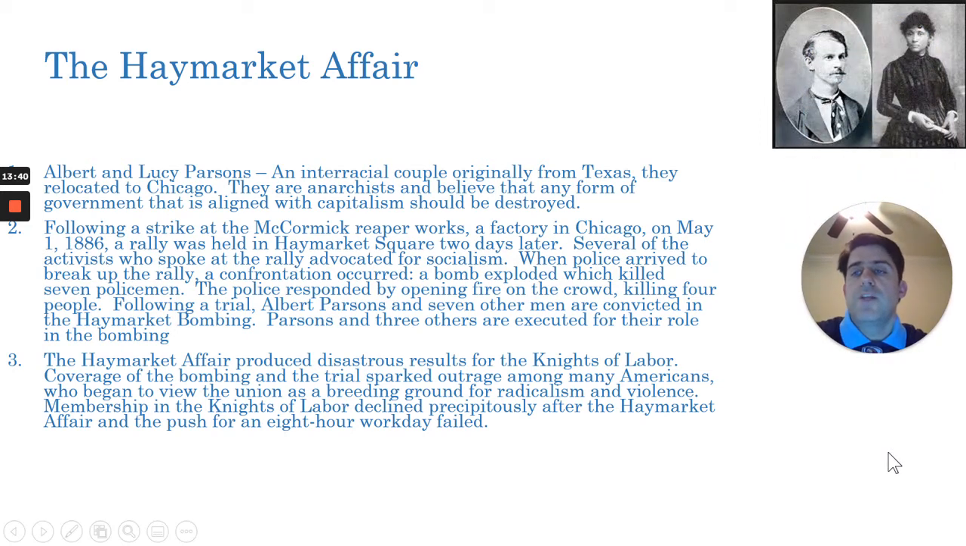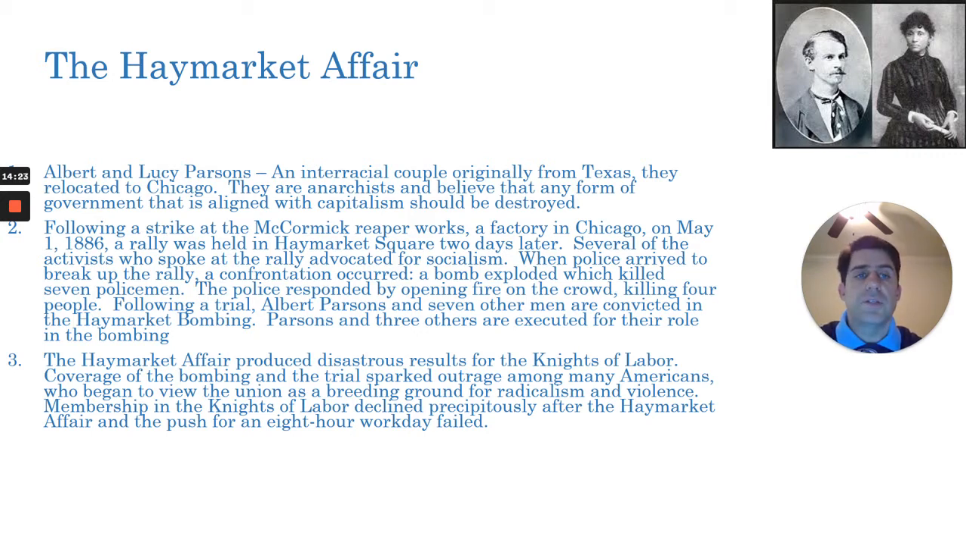So one of the major events that occurred right as the Knights of Labor had really established itself as a leading labor union nationwide, there was a violent incident in Chicago that's known as the Haymarket Affair. Let me begin by discussing two of the folks involved in this, Albert and Lucy Parsons. They were an interracial couple from Texas who had relocated to Chicago.